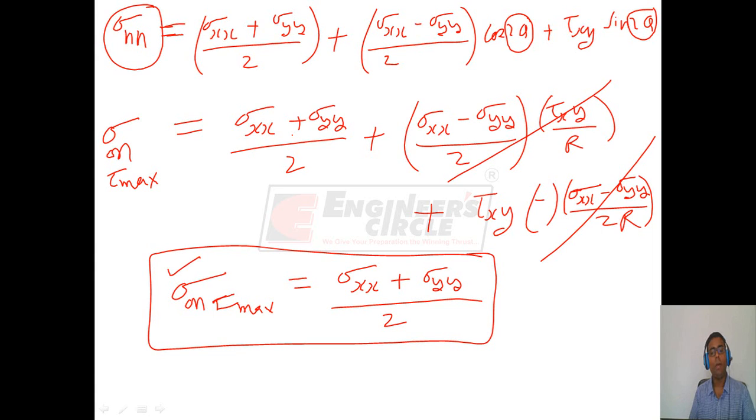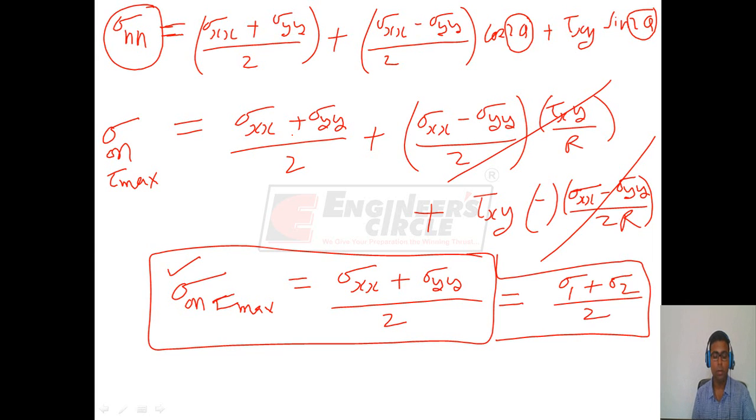We have learned from invariant 1 that the sum of normal stresses on two perpendicular planes is constant, that is sigma xx plus sigma yy by 2 can be written as sigma 1 plus sigma 2 by 2 from invariant 1. So if we know the principal stresses at a point, that is sigma 1 and sigma 2, we can directly find the value of normal stress on the tau max plane.